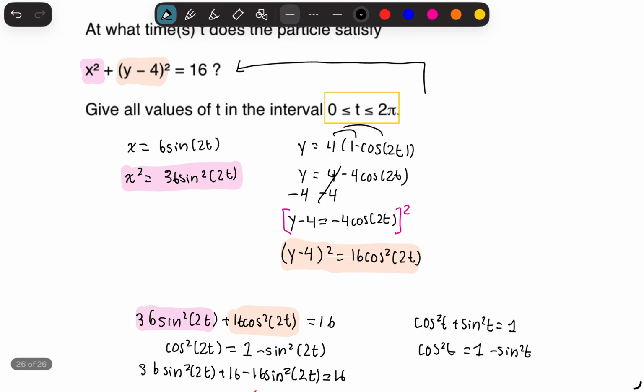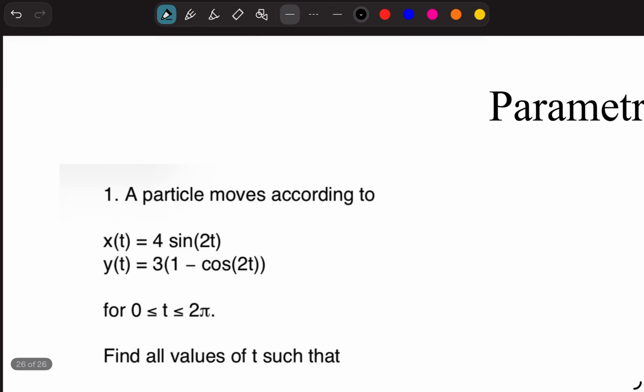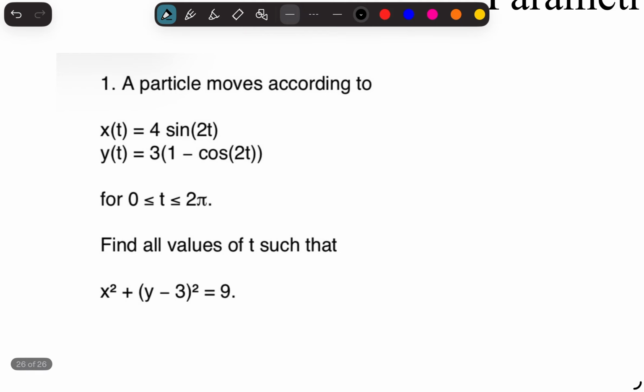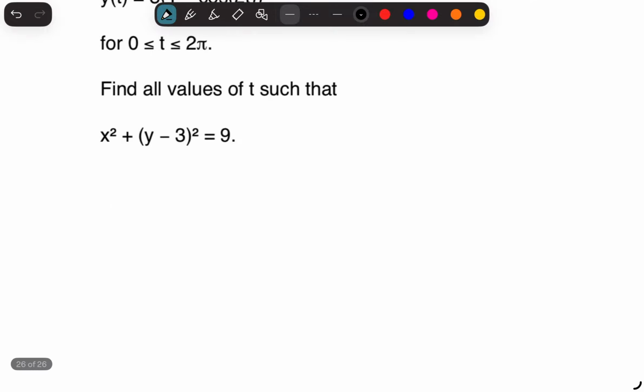now let's do another problem. A particle moves according to x of t is equal to 4 sine 2t, y of t is equal to 3 times (1 minus cosine 2t), for 0 is less than or equal to t is less than or equal to 2 pi. Find all the values of t such that x squared plus (y minus 3) squared is equal to 9. Our first step is we want to sub the parametric equations.